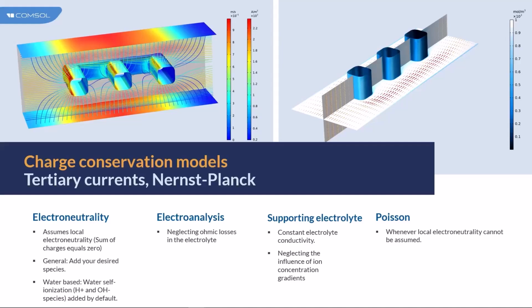Then you can also neglect the ohmic losses in the electrolyte by choosing the electroanalysis interface. And you can also use a supporting electrolyte by using a constant electrolyte conductivity. Then you neglect the influence of ion concentration gradients in the electrolyte. And finally, you can choose Poisson type, and that is whenever you have local electroneutrality that cannot be assumed in each point.